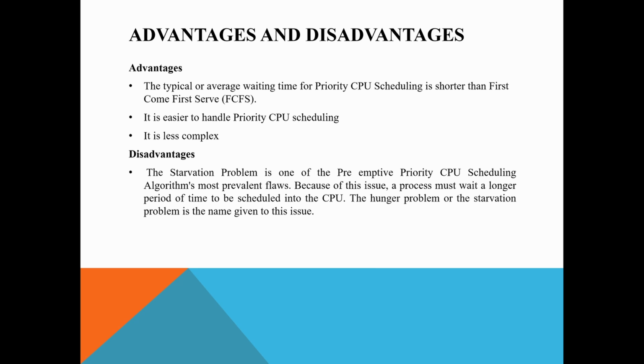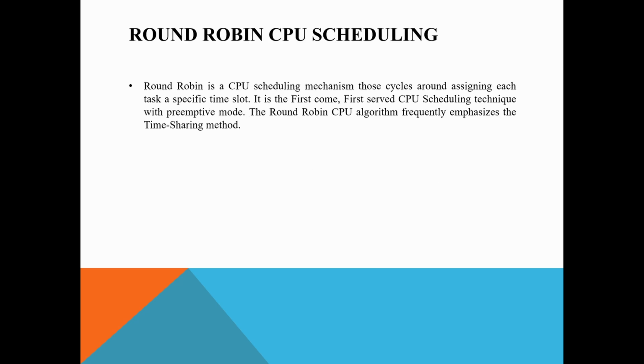And let's see the last one, the round robin CPU scheduling algorithm. So round robin is a CPU scheduling algorithm mechanism that cycles around, assigning each task a specific time slot, based on the time quantum. So here each process is given a time quantum. Based on the time quantum, the CPU executes the process.